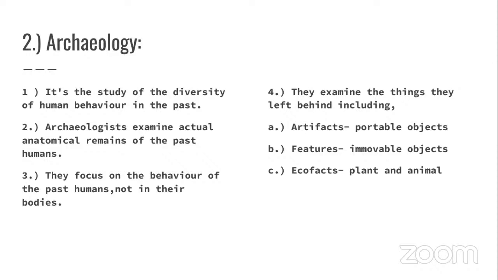Number three is ecofacts. Ecofacts are plant and animal remains. They include the remains of plants, that is the wood, seeds, pits, pollen, etc., and the remains of animals like bones and shells.